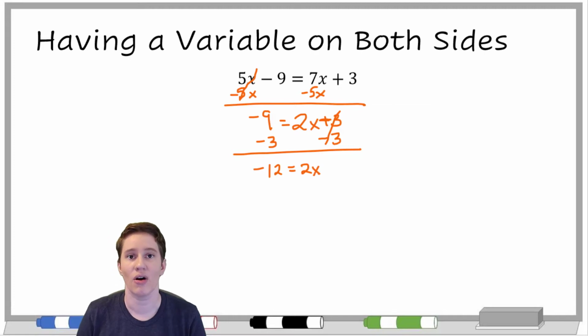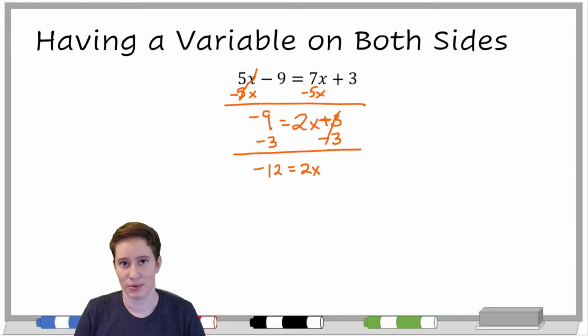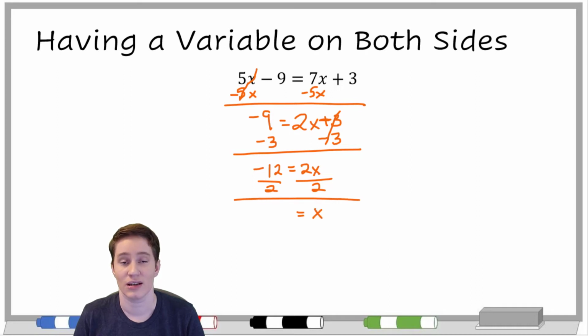And then now that all that's left next to x is 2, I can very easily divide both sides by 2, and I will know what x is. So x equals negative 12 divided by 2 is 6 with a negative, because if one of these two is negative, it makes the whole thing negative. So x equals negative 6.